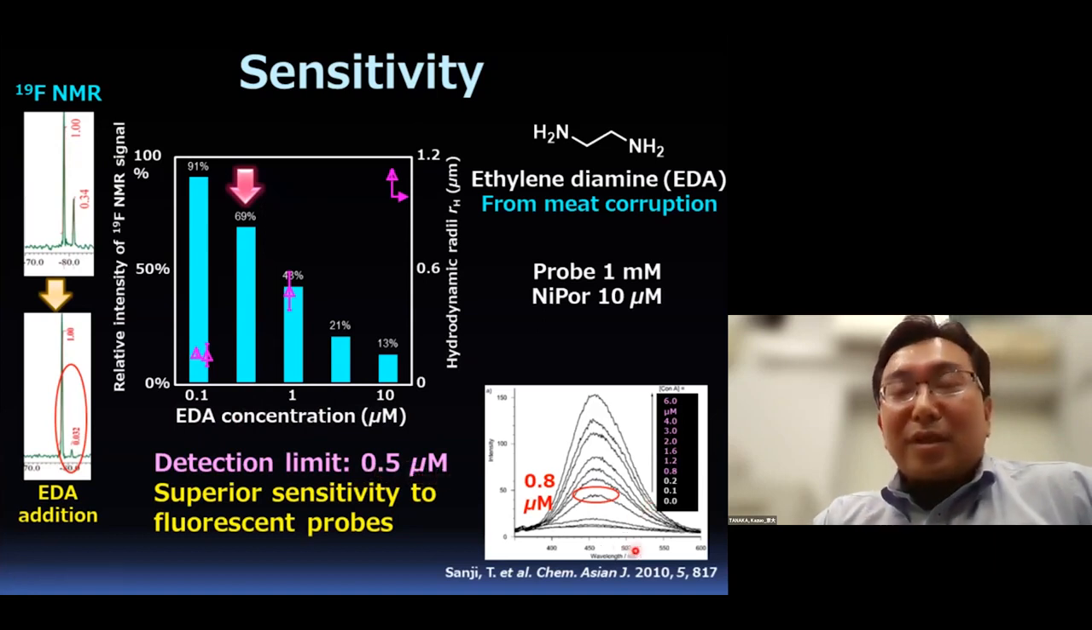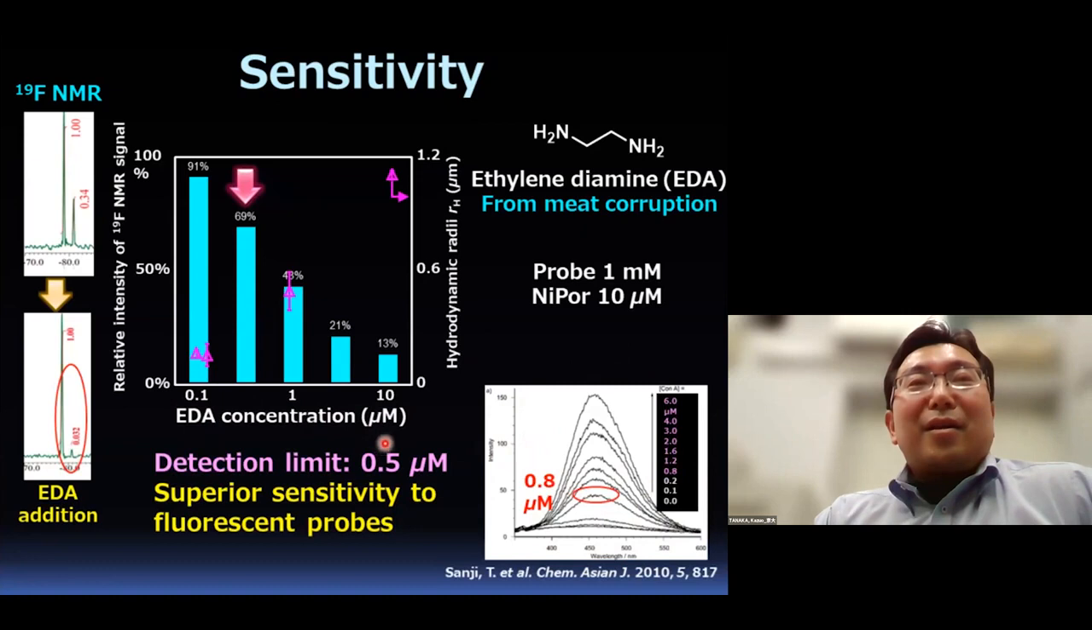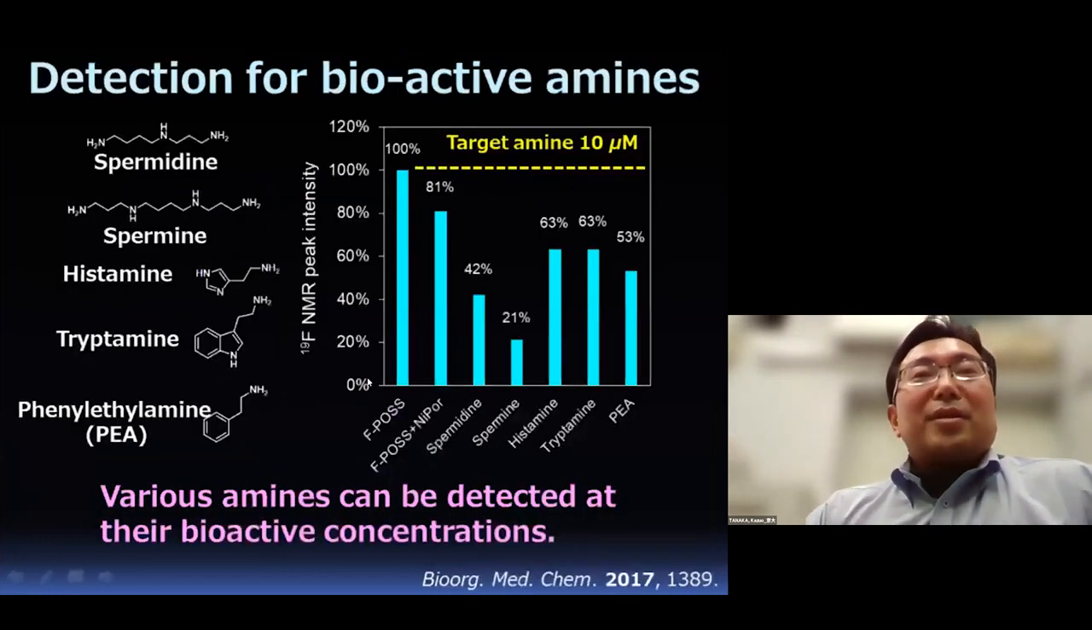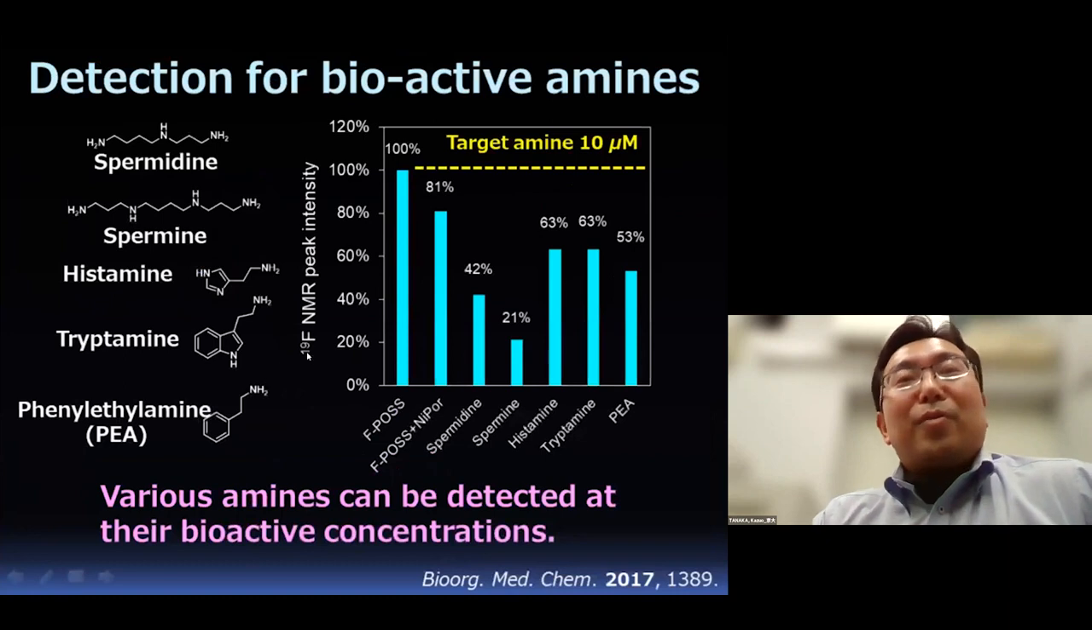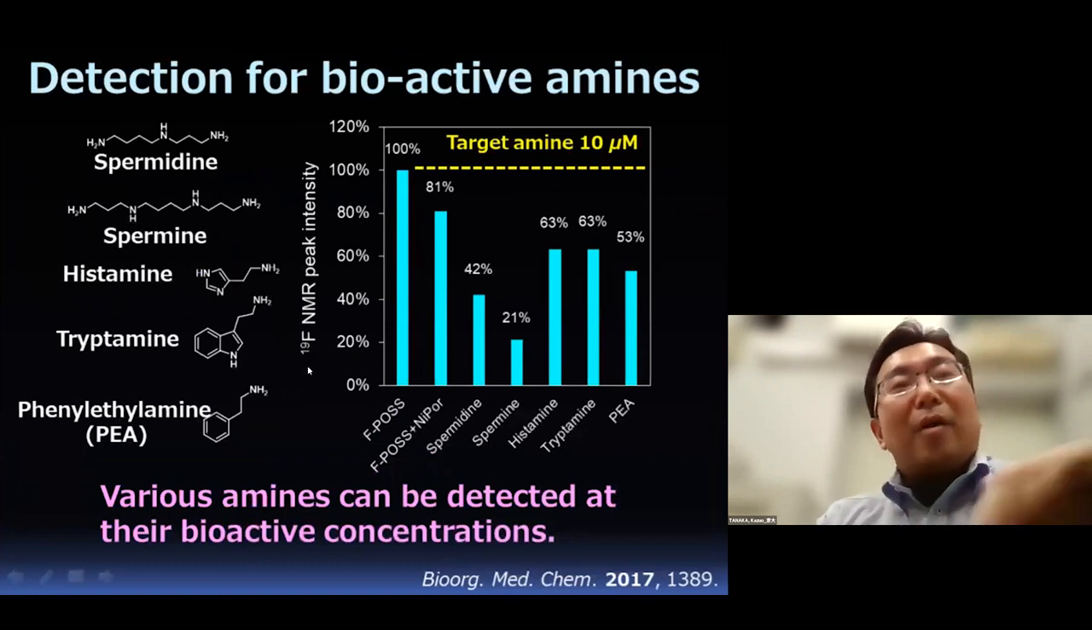And this is the result from the fluorescence probe. In this case, 0.8 micromolar should be the detection limit. Compared to this result, we obtain the higher sensitive MR probes based on the hybrid chelators. And it is a demonstration for the applicability of our probes.